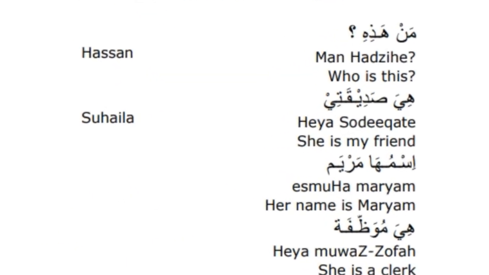Lesson 6. Who is this? Man hazihi. Man, who. Hazihi, this. Hazihi refers to a female. Hazihi is a demonstrative noun which refers to a female gender form.